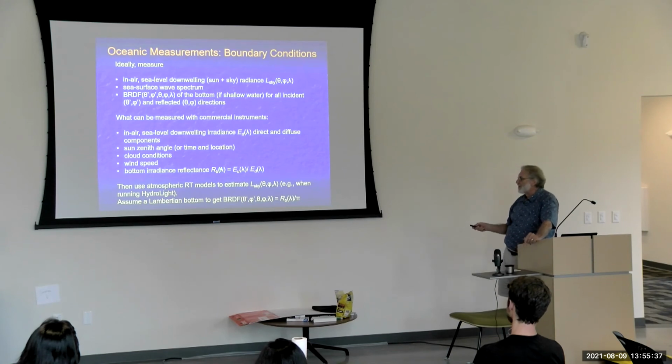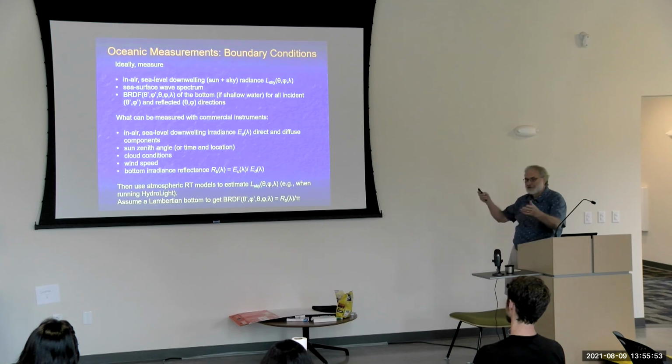So the best you can do is get the irradiance reflectance of the bottom and assume the bottom was a Lambertian reflector. And you have atmospheric models that are gonna maybe compute L sky, and you can use those.